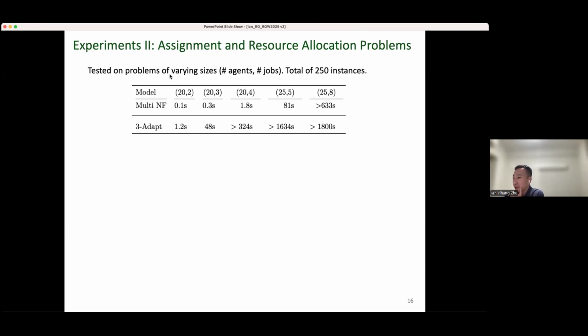We tested our algorithms on a variety of problem sizes, with different numbers of agents assigned to different numbers of jobs. You have 20 agents to 2 jobs, up to 25 agents to 8 jobs, a total of 250 instances. These are the solution times for what we call these multi-network flow models. They're quite fast until we get to much bigger instances. And just as a reference, this is a K adaptability model where K is equal to 3, and these are the solution times.